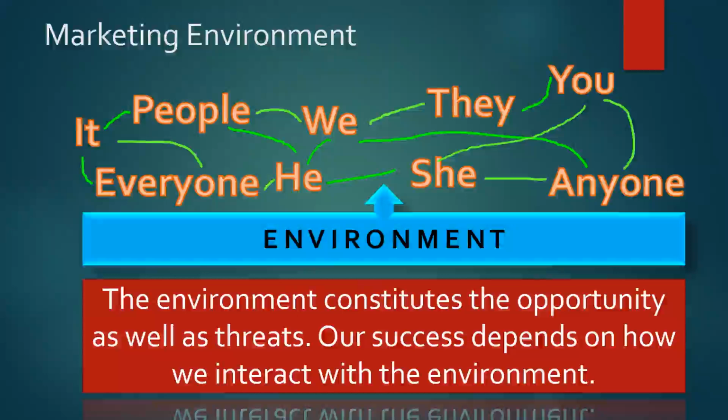We have to be so careful. However, our success depends on that. If we can interact with them in a good way, we can maintain the relationship, and we can succeed.